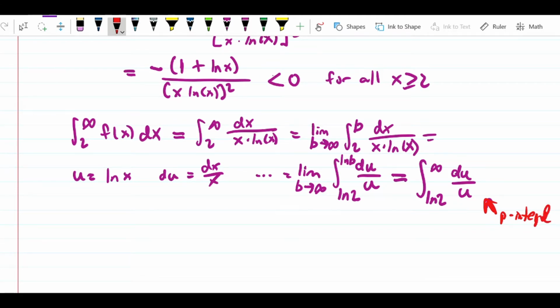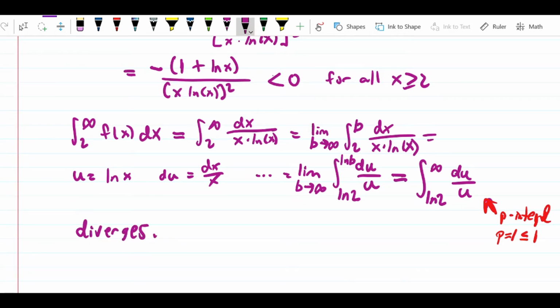Remember, I don't actually have to evaluate the integral, I just have to say whether the integral converges or diverges. This integral, although the variable is u instead of x, is a p integral with p equal to 1, which is less than or equal to 1. So the answer is this diverges.